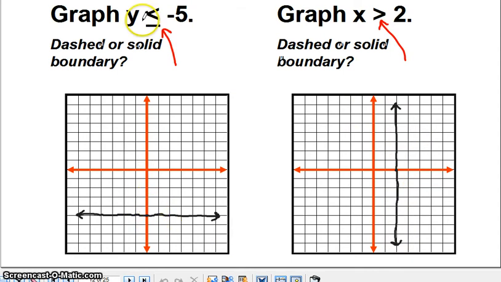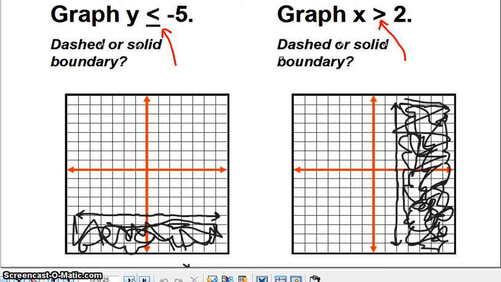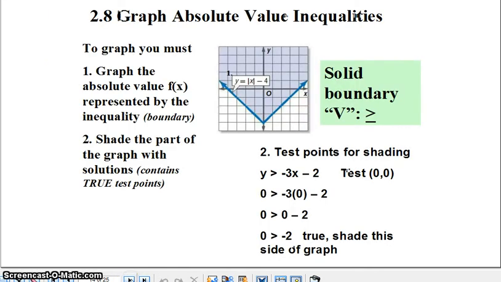Okay, where are the y values? So here's all of your y values. Where are the y values less than or equal to 5? Would that be above 5 or would that be below 5? Well, that would be below 5, so we'll end up shading down here. Where are the x values greater than 2? Would that be along your x-axis to the right of 2 or to the left of 2? Well, that would be to the right of 2. So that is where our shading occurs for both of these inequalities.